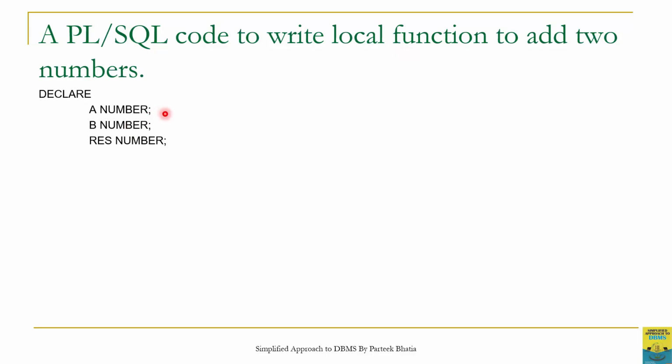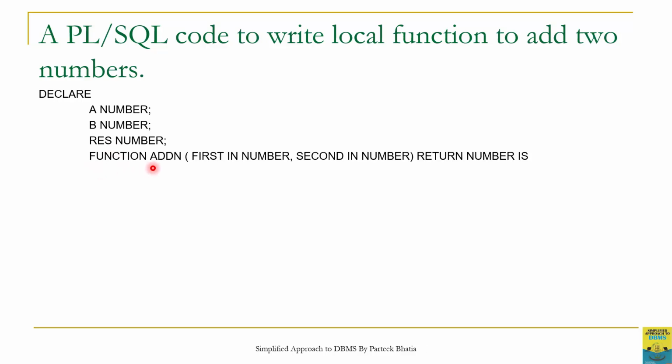In the declare section, we are declaring three variables. The first two variables will be used to assign the value to the parameters of the function. And the res variable will be used to store the result of addition. Here we are declaring a function with the name addn, and you can see that we are declaring two arguments: first, in number type, and another argument with the name second, in number type. This function will return a variable of number type followed by is.